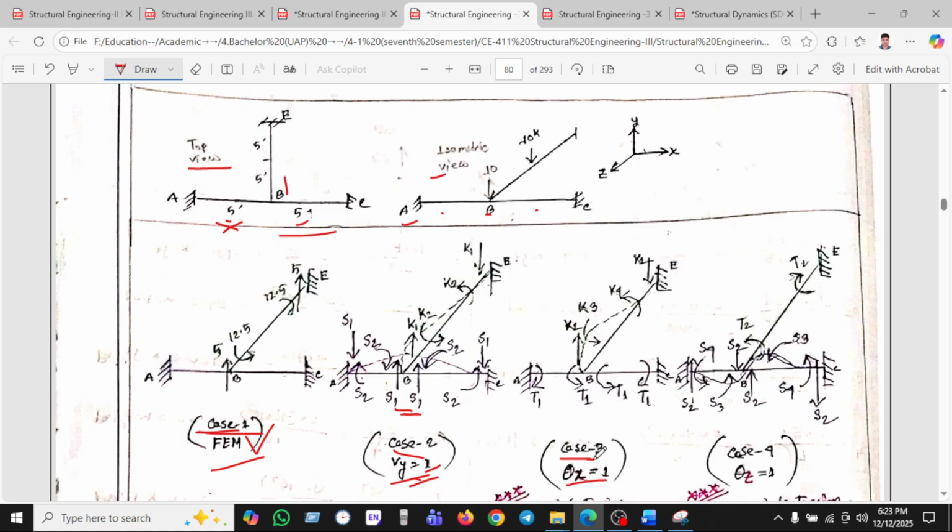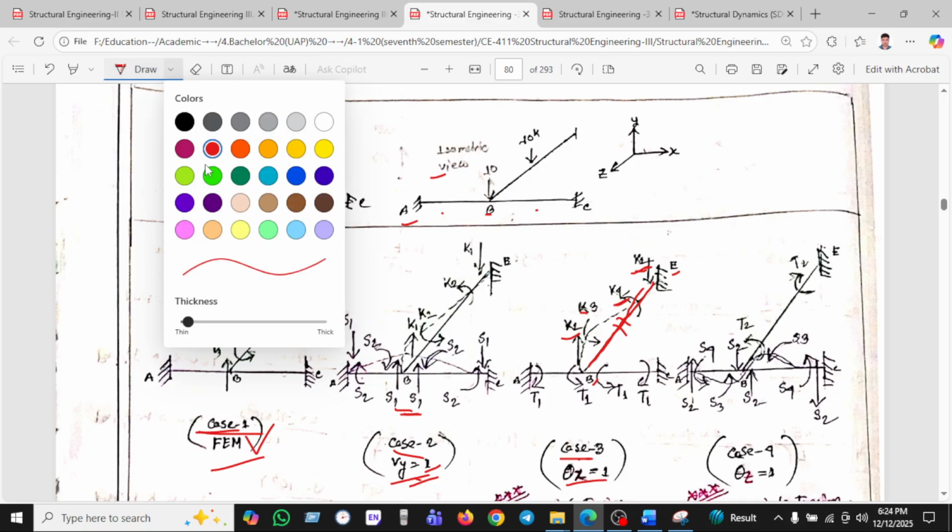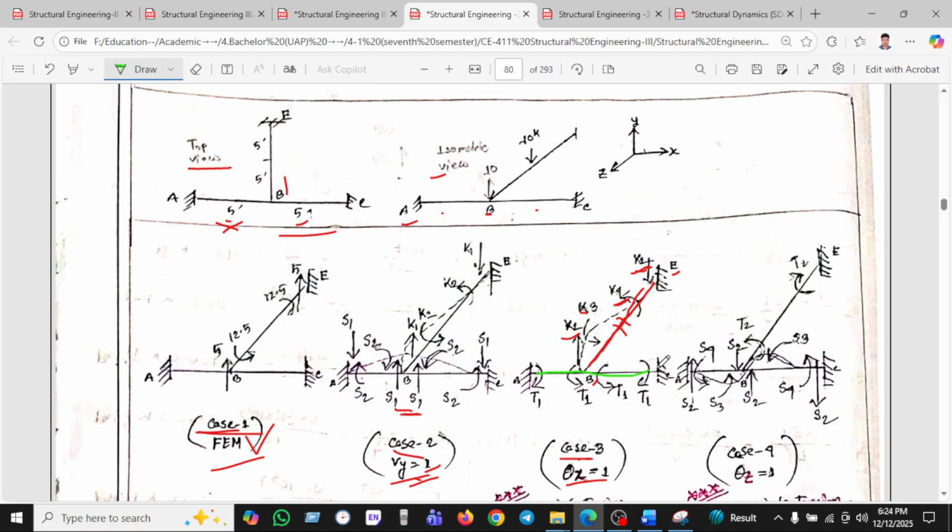At case 3 we are using rotation with this member, which is called the BE member. We are just using rotation, which is K2, and the opposite direction will be K3. The K2 is the far end, the opposite direction will be K4. As we have used this member only for rotation, this member will be rotation and the opposite member will be torsion. This is the torsion T1, T1, T1, T1.